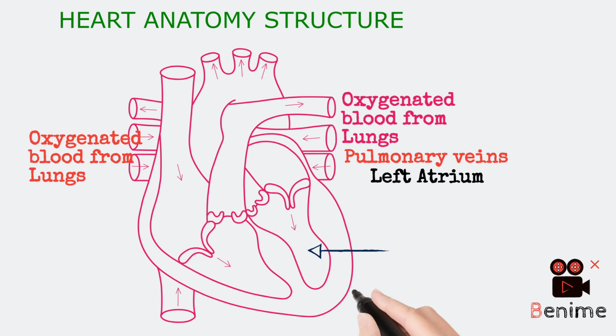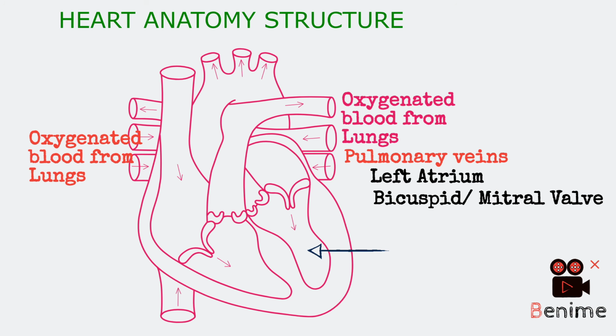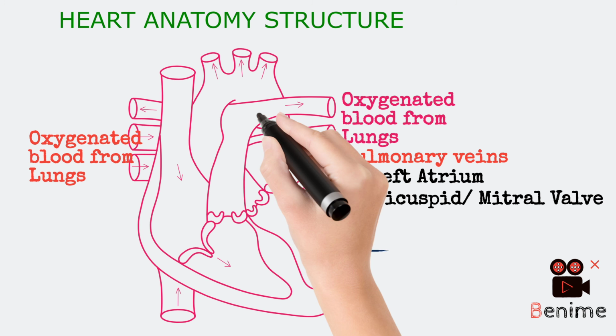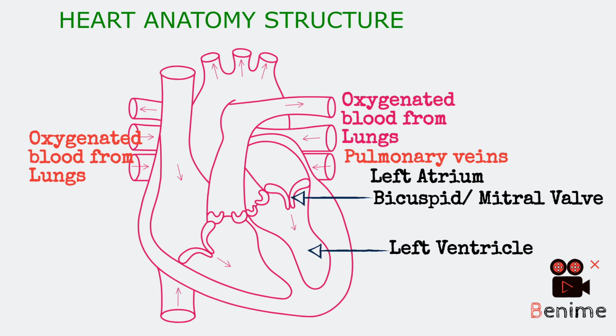So when the left atrium of the heart is fully filled up, it contracts down, thus pushing the blood into the left ventricle. So left atrium, when fully filled up, it contracts and it pushes the blood into the left ventricle chamber. So between the left atrium and left ventricle, there is a valve which is known as bicuspid or mitral valve. We call it a bicuspid valve because it has two flaps, as you can see in the diagram.